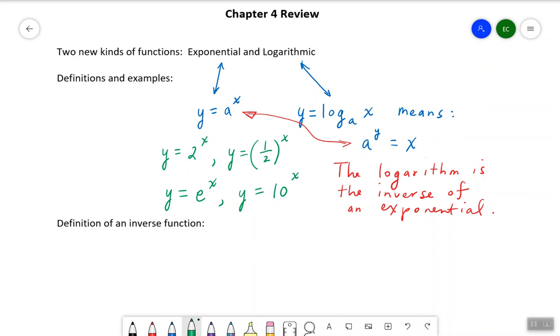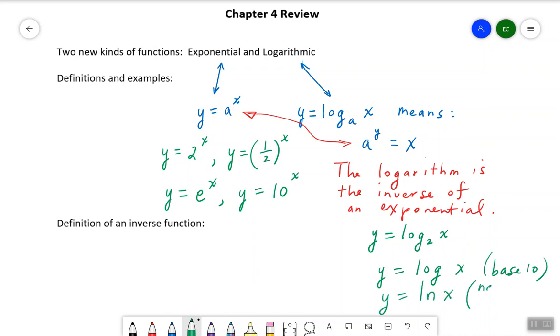And we could write some examples. We talked about base 2 logarithm a lot, although base 2 is not really all that special. There are two special bases. There's base 10, also called the common log, and then there's base e, called the natural log.